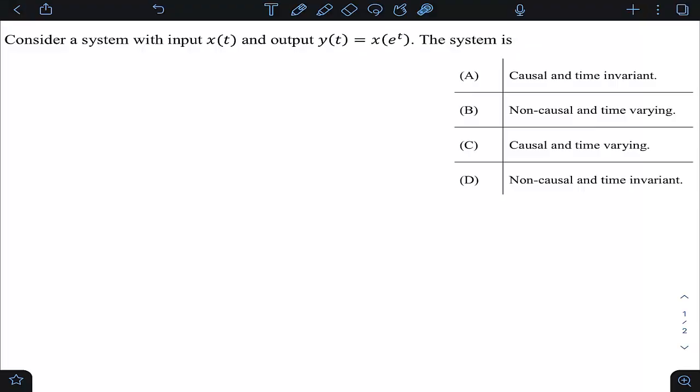This question is asked in GATE 23 of electronics. This is from the Signals and Systems subject and from the classification of systems topic. The question is, consider a system with input x(t) and output y(t), where y(t) and x(t) are related by this equation.